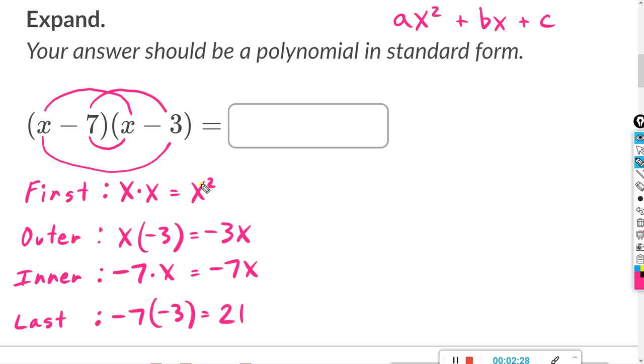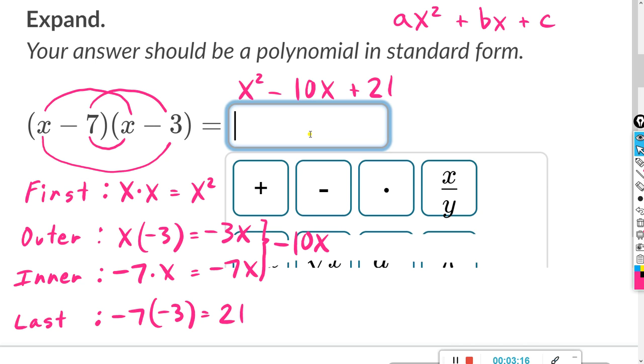So in this box here, we want to combine all of these. And remember, to combine like terms, the variable and the exponent have to match. So there's nothing to combine with x squared. However, negative 3x plus negative 7x is going to be negative 10x. And the constant term, the one with no x, there's nothing else here with no x, so we can't combine it. We just leave it as positive 21. And this is what we want to enter in the box.